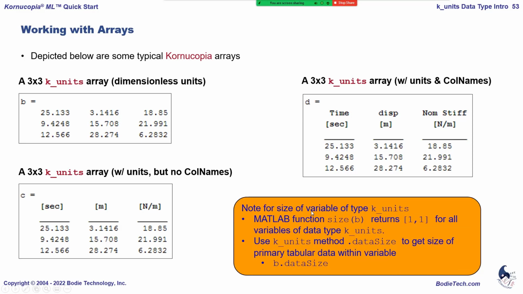Just to repeat, if you are ever manipulating stuff like this and you need to get at the data size, the size function is going to return a 1x1 because it looks at the K-units thing as an entire entity. So you want to use the method .datasize, like b.datasize or d.datasize or whatever, and then you will get the number of rows and columns in the array.